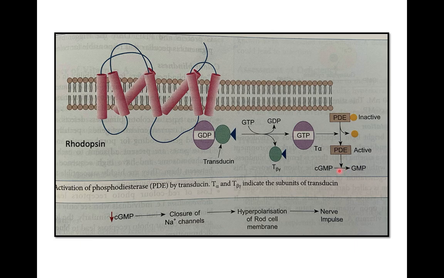Okay, so in simple words you have to remember, rhodopsin binds with the transducin. Transducin will activate the phosphodiesterase enzyme, and the phosphodiesterase enzyme will break down cyclic GMP into the normal GMP. So what is the role here? The low amount of cyclic GMP will lead to closure of the sodium channel. It will lead to hyperpolarization of the rod cell membrane, and then there will be generation of a nerve impulse or optic signal.